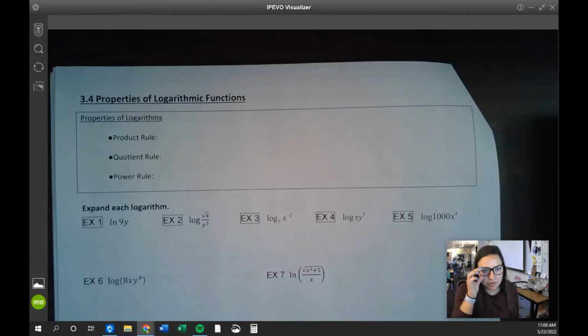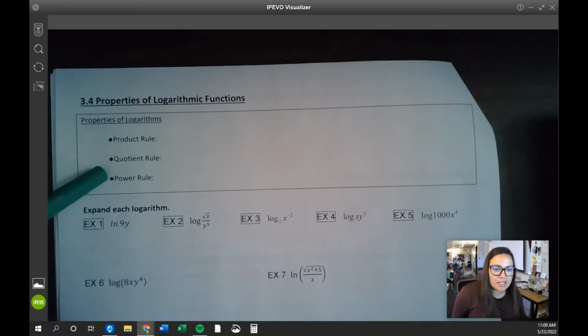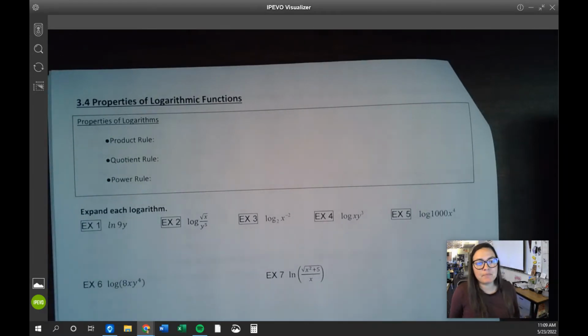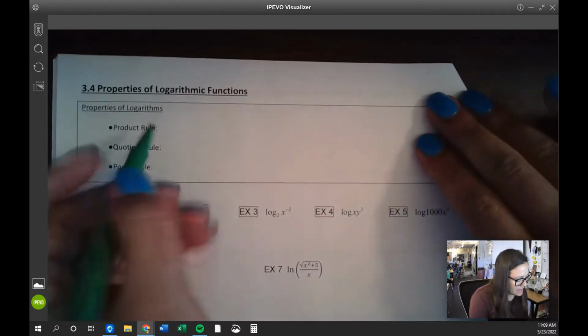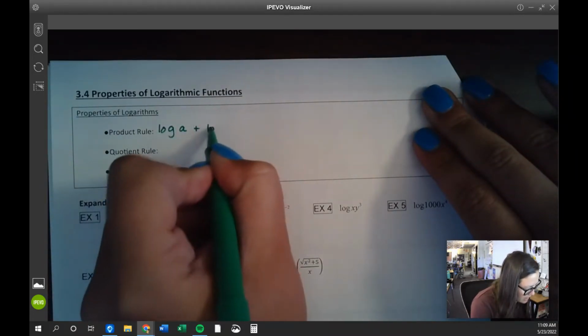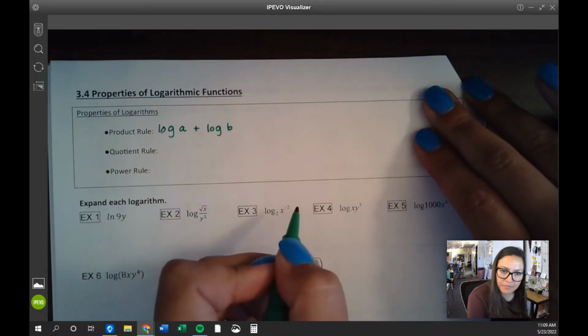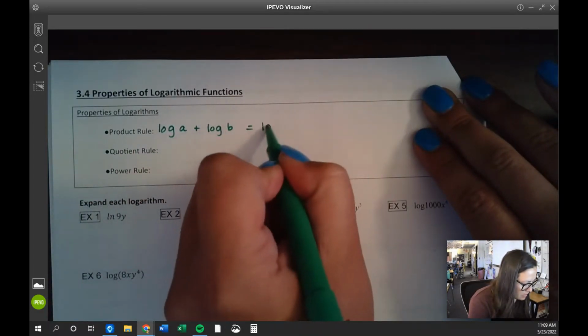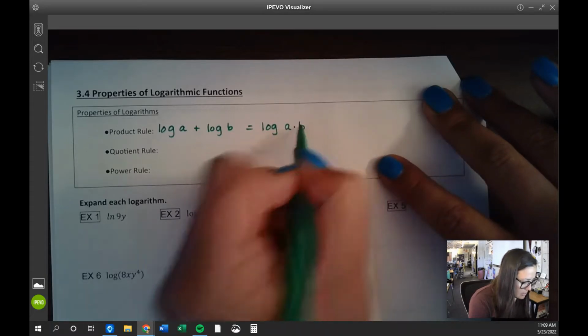All right, we are going to cover 3.4, which is more properties of logarithms. And we're going to focus on these three properties, and then there's the inverse property that we actually mentioned a little bit in the previous lesson. But basically, the product rule for logarithms says that if I have the log of A plus the log of B, that actually becomes the log of A times B.